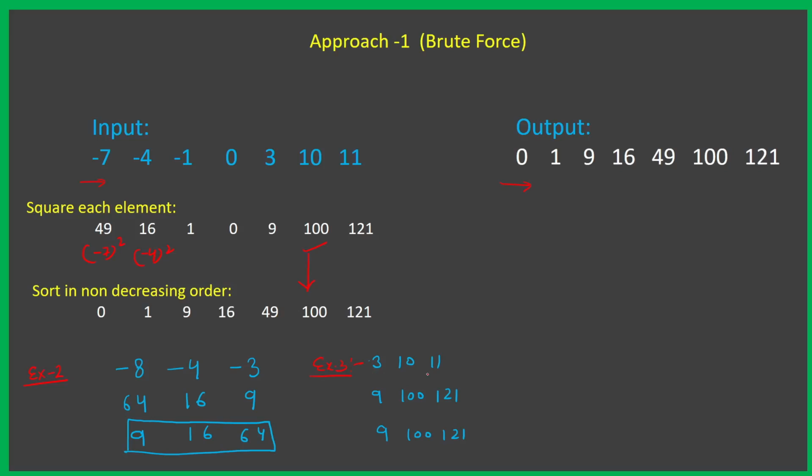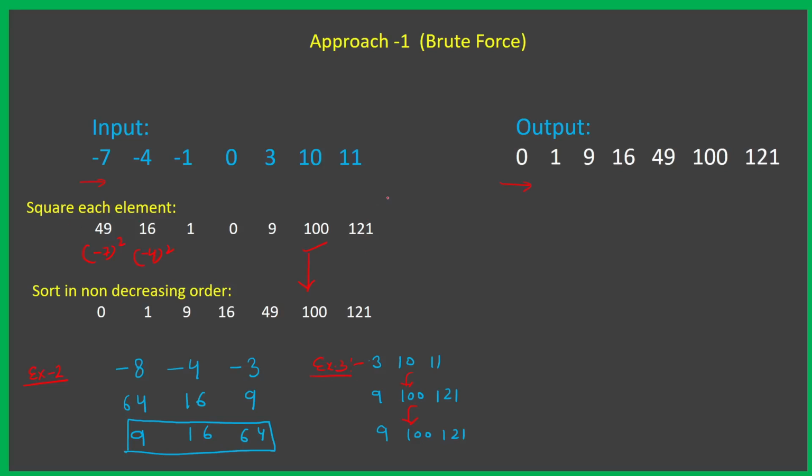And suppose all the elements are positive only. So let's say we have 3, 10 and 11 in our input array. If we square them, then we will get 9, 100 and 121. And these are sorted, but if we apply sorting again, then also we will get 9, 100, 121, which is again a sorted output array. So we saw that our brute force approach is working in all the cases.